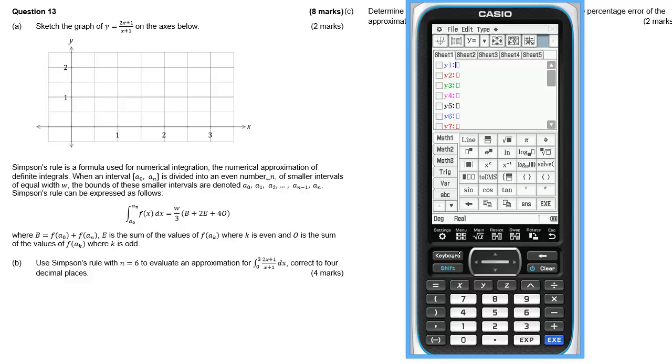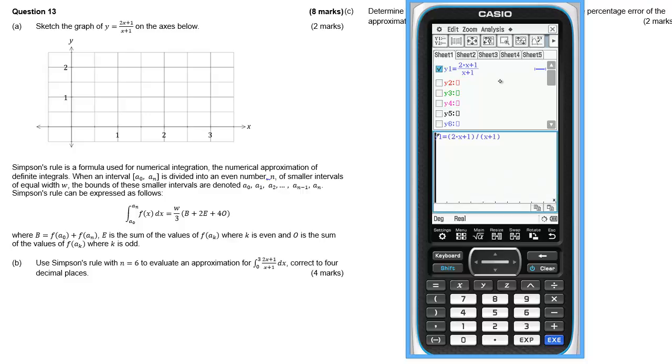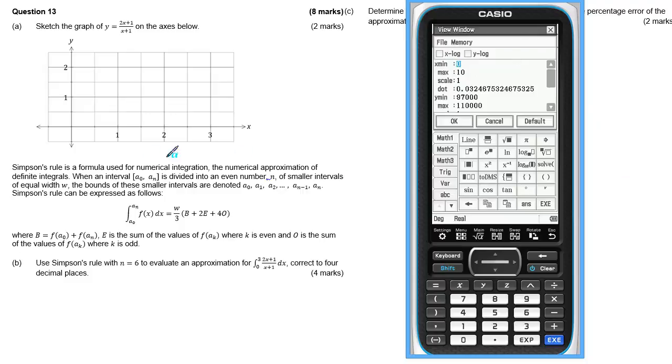So it's 2x plus 1 over x add 1. Let's graph it. Let's get some suitable axes. So let's just use what we've got here. So negative 0.5 through to 3.5.